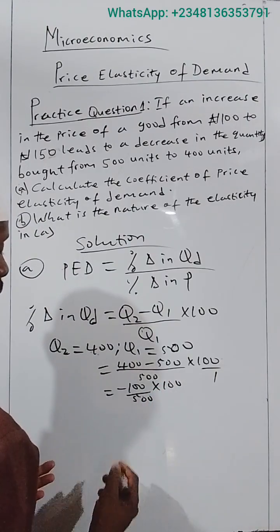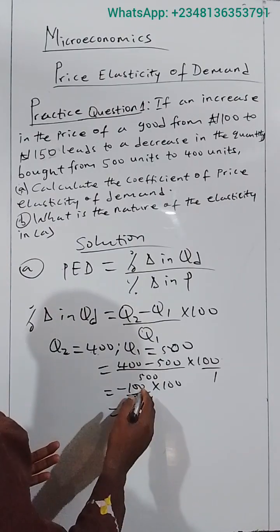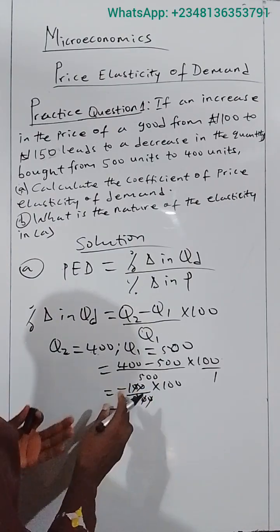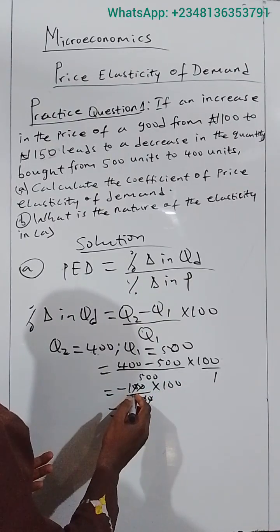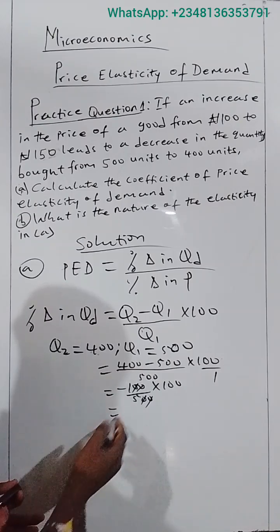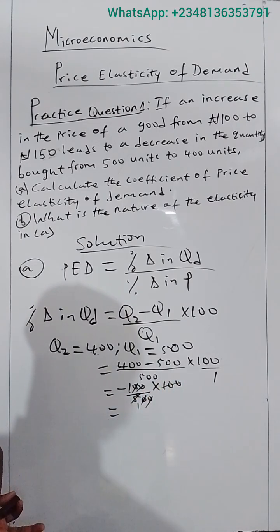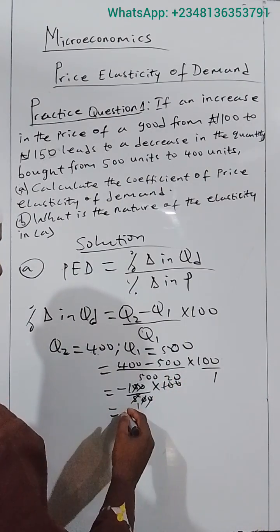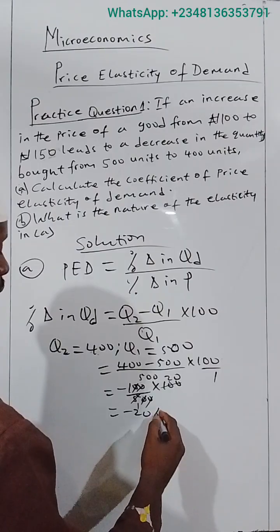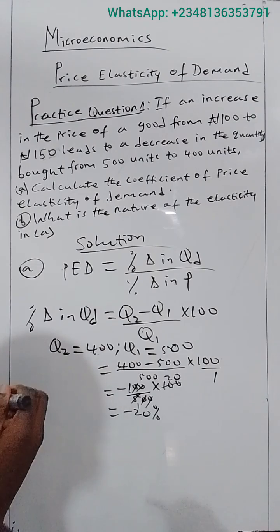Okay, so if I multiply that, this cancels this, this cancels this. So we are left with 100, then we have divided by 5. So we can say 5 in 100, that is 20. Therefore, the answer here is minus 20%. Minus 20% represents our percentage change in the quantity demanded for the product.